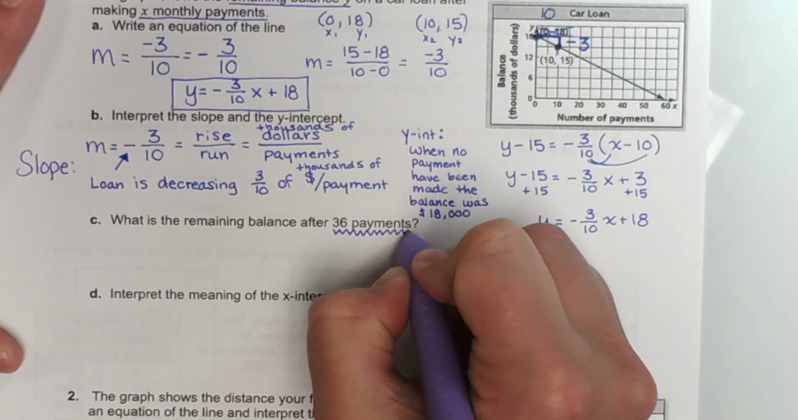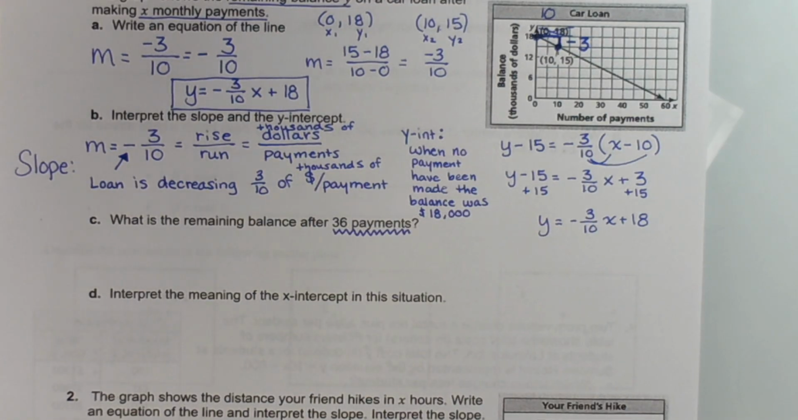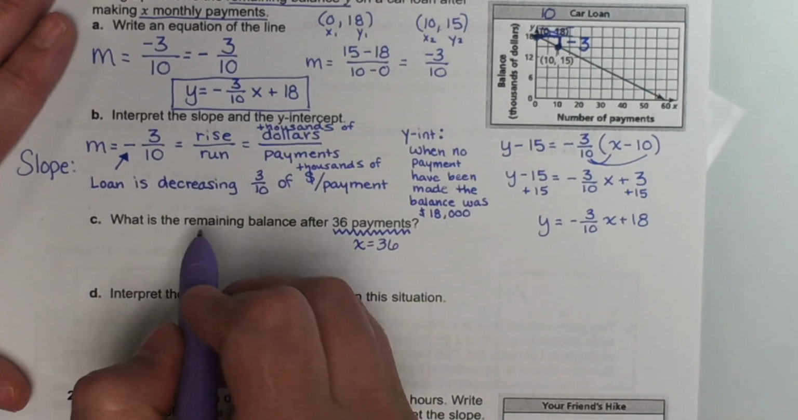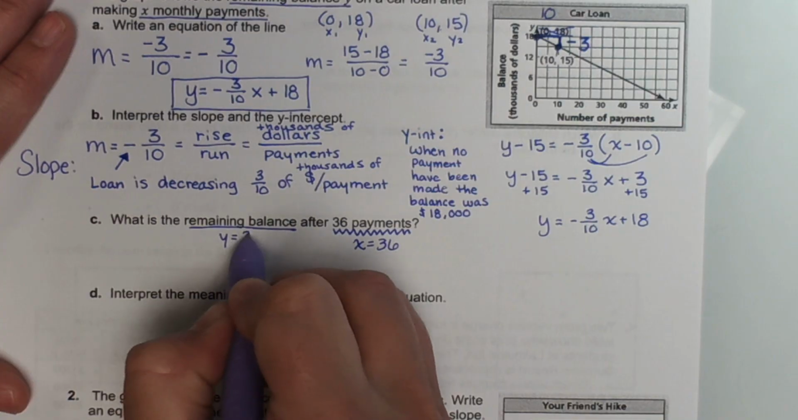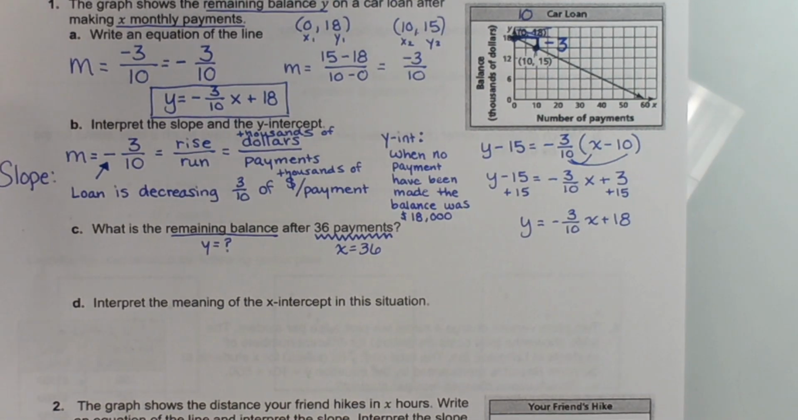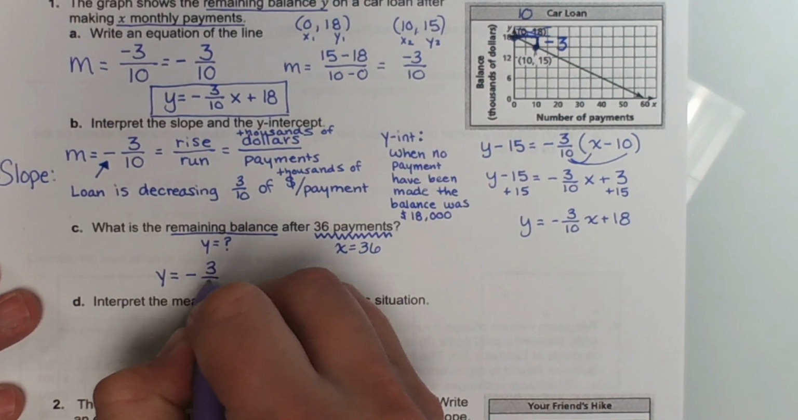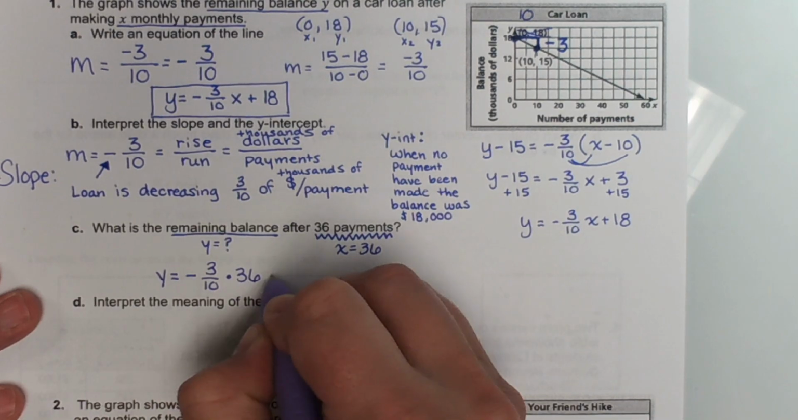36 is a number of payments. Always reference back to your units. Which unit is payments? Sorry, yeah, x's. I should have phrased that differently. Which variable has the unit of payments? That would have been a better question. X. So they're saying x is equal to 36. What is the remaining balance? In other words, what is y? So yeah, just like Matt said, plug it in. We have an equation. y equals negative 3/10 times 36 plus 18.